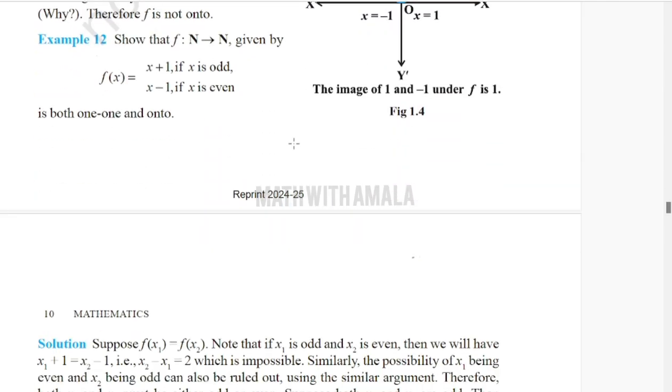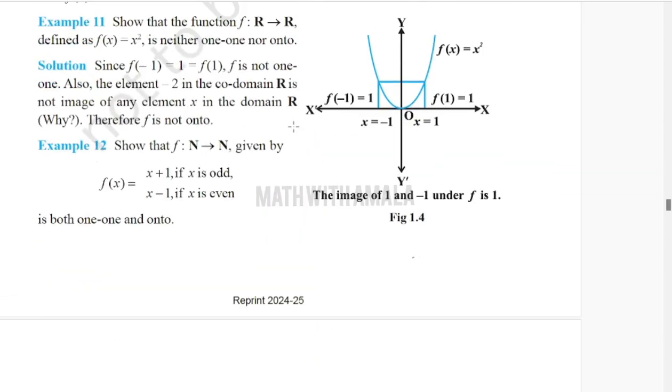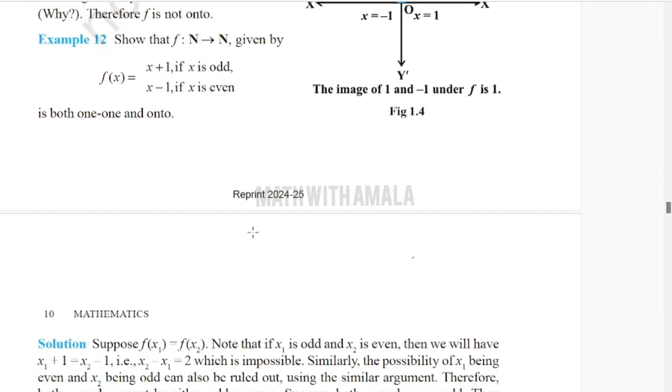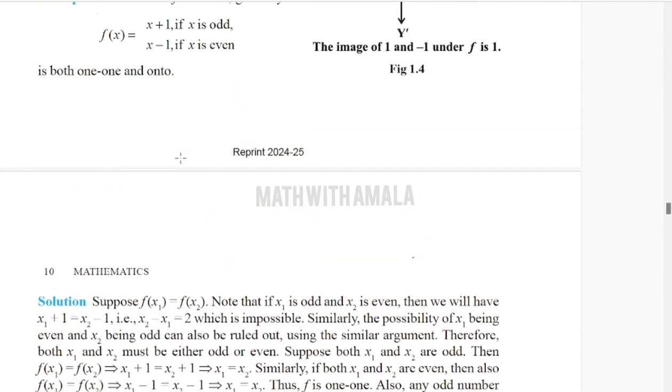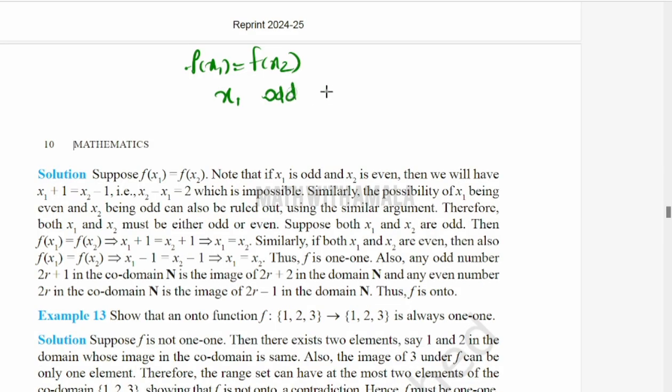Now let's move to example number 12. Show that f from N to N given by f of x equal to x plus 1 if x is odd, x minus 1 if x is even, is one-one and onto. Here, suppose f of x1 equal to f of x2. In order to prove the 1-1 property, you can take f of x1 equal to f of x2. Here x1 is odd and x2 is even. Then we will have x1 plus 1 is equal to x2 minus 1, that is x1 minus x2 equal to 2, which is impossible because one is odd and the other is even.